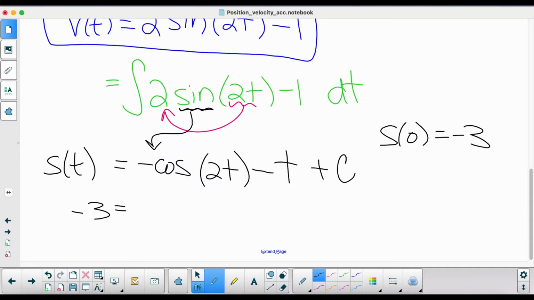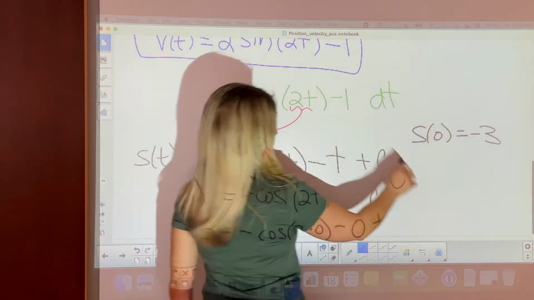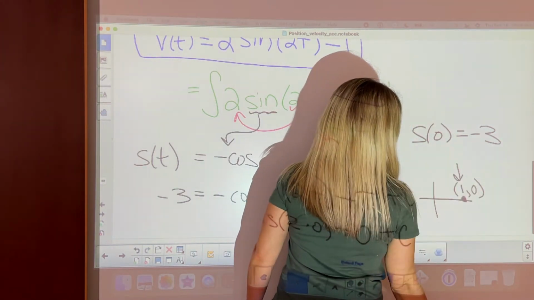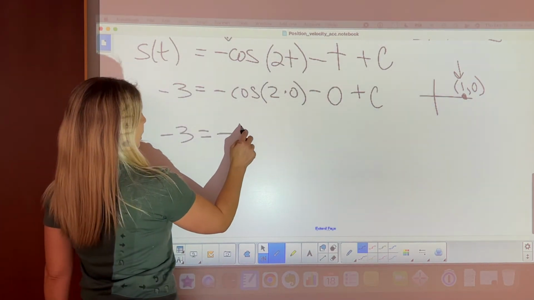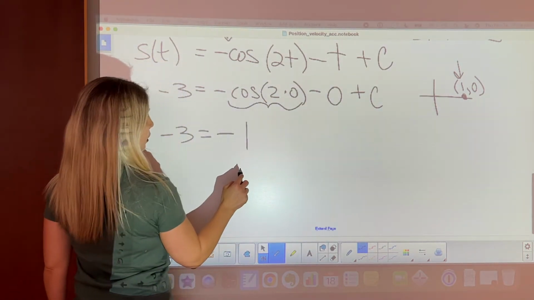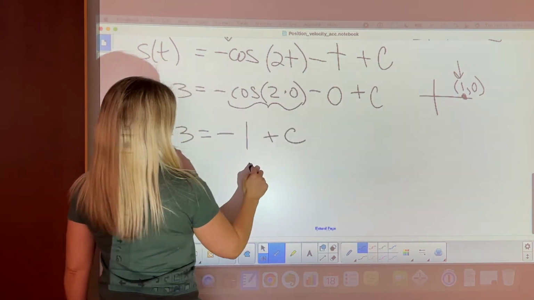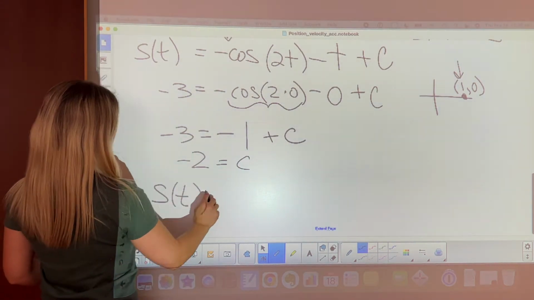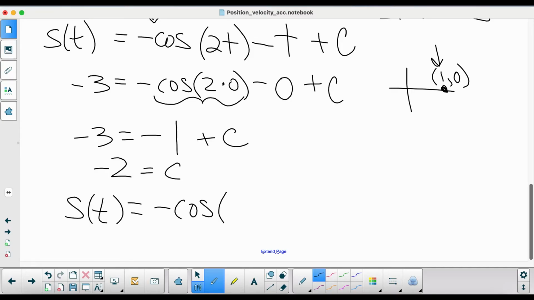Negative 3 equals negative cosine 2 times 0 minus 0 plus c. Well, now we've got cosine of 0. So as we did up here before, here's our 0 position. Cosine this time is 1. So we'll have negative 3, negative, this whole guy is 1, minus 0 plus c. So c is going to equal, add 1, negative 2. So your position equation is negative cosine 2t minus t minus 2.